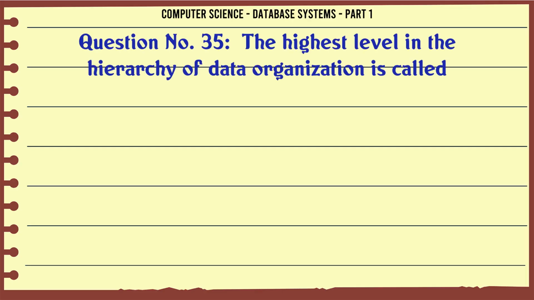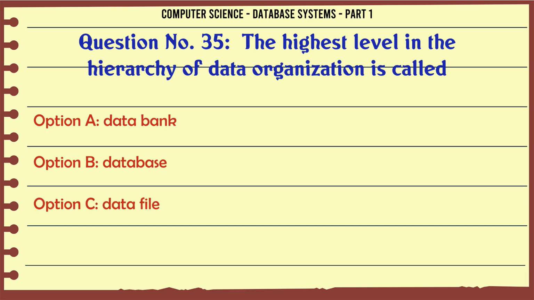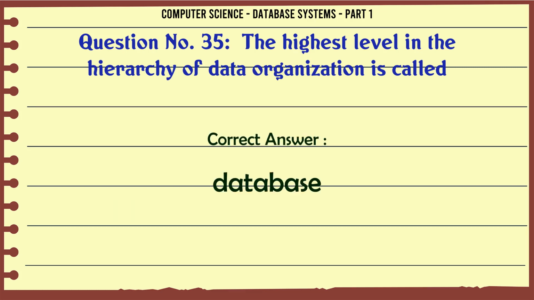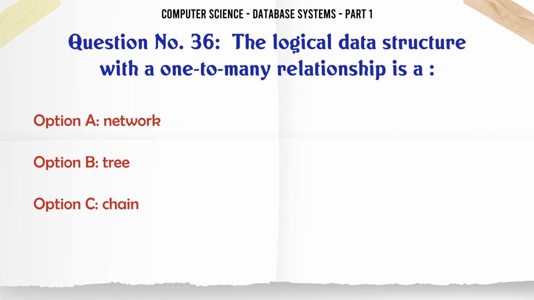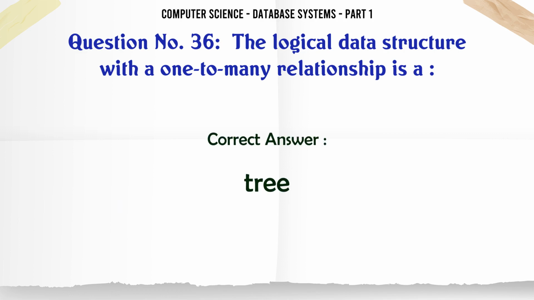The highest level in the hierarchy of data organization is called A, data bank. B, database. C, data file. D, data record. The correct answer is database. The logical data structure with a one-to-many relationship is A, network. B, tree. C, chain. D, relational. The correct answer is tree.